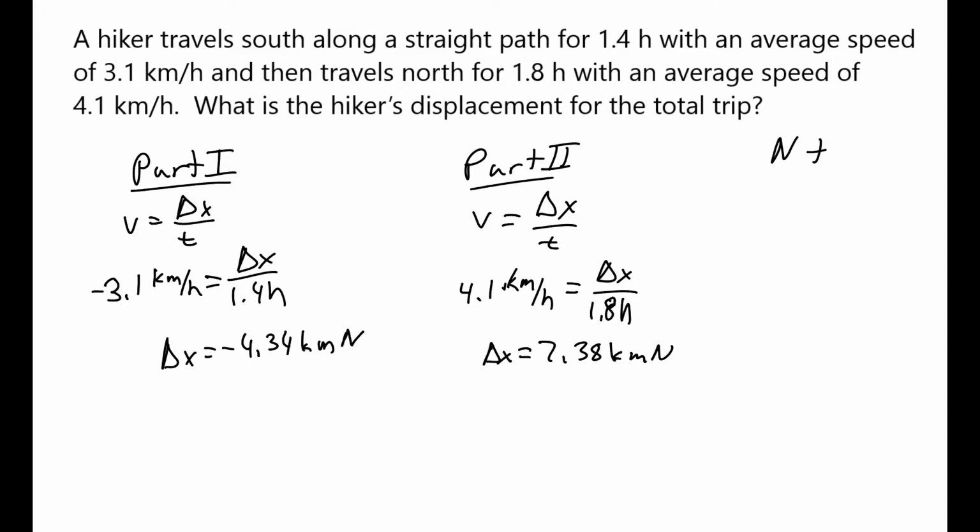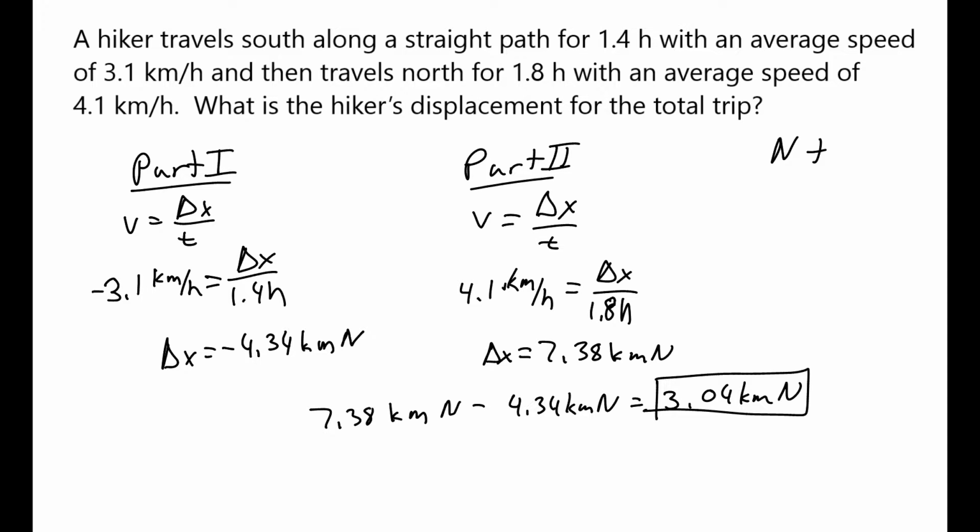Alright, so now to get our final answer, we're going to add these two north directions together, even though one's negative. So we're technically going to subtract, I guess. So we're going to say 7.38 kilometers north minus 4.34 kilometers north. And what's our final answer? 3.04 kilometers north. Alright, any questions on that one?